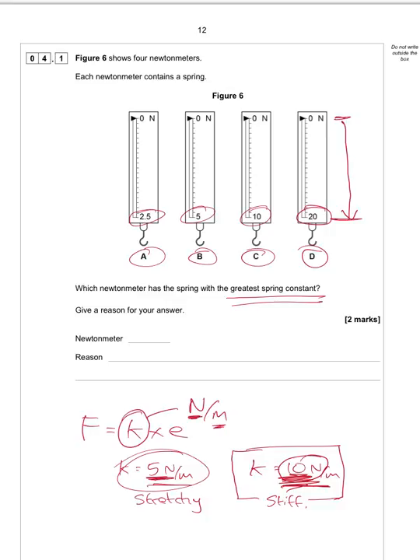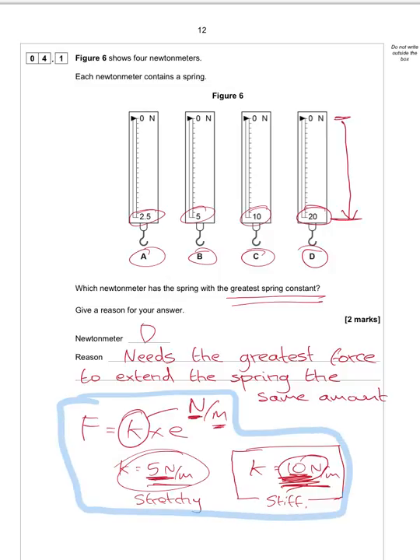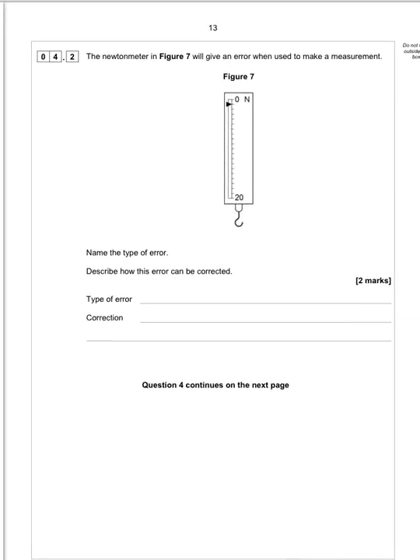So the answer is D, and the reason is that it needs the greatest force to extend the spring by the same amount. If I just put a blue box around that, you don't need to do any of this stuff here. It was just to explain the concept of a spring constant. But notice that I have used the word extend rather than stretch, and I've used the word force. So I'm just making sure I'm using the right keywords in the right places. Okay, move on to question 4.2.